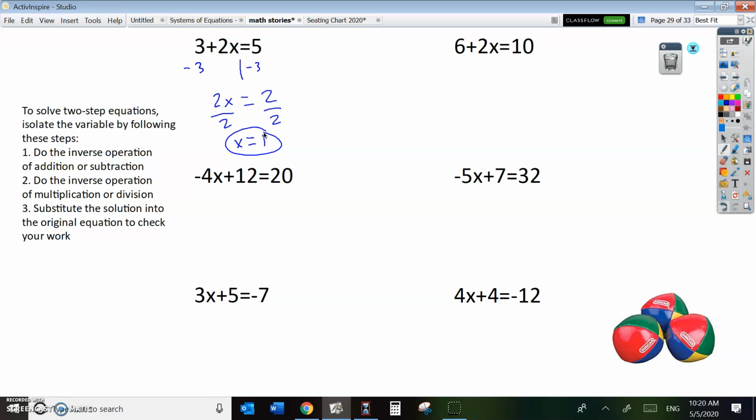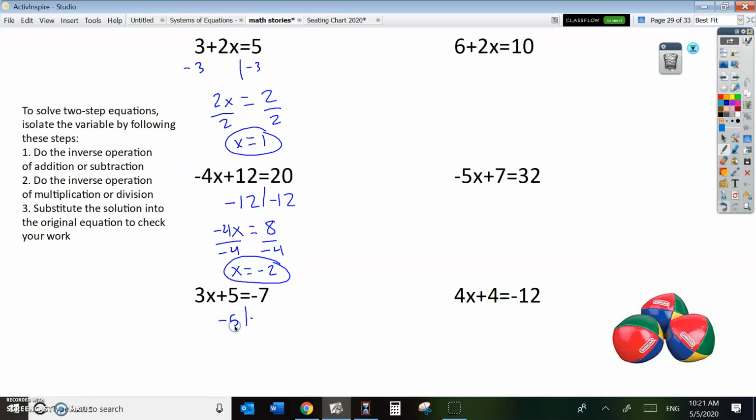2 times 1 is 2. 3 plus 2 is 5. Yes. Subtract 12 on both sides. Negative 4x equals 8. Divide by negative 4 on both sides. X equals negative 2. Substitute negative 2 into the original equation. Negative 4 times negative 2 is 8. 8 plus 12 is 20.